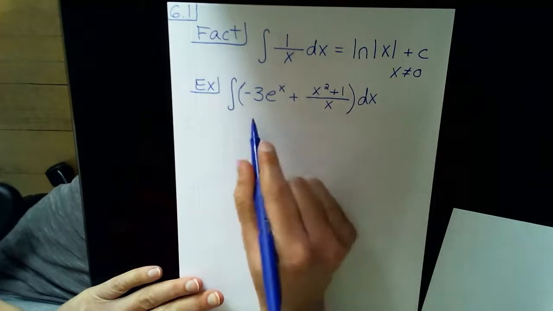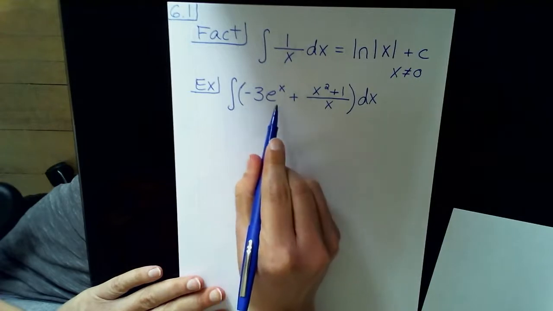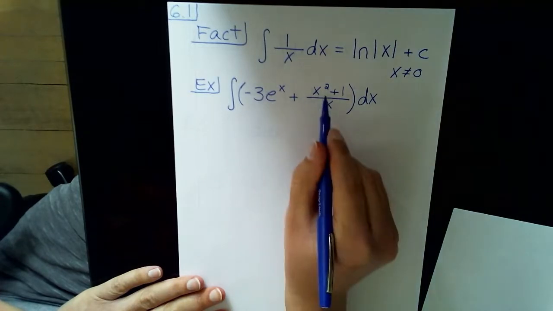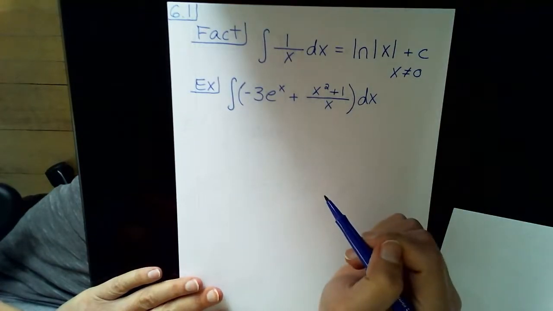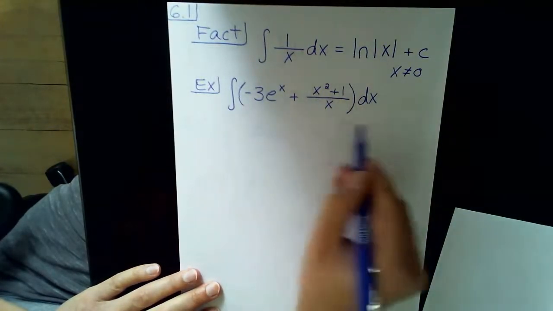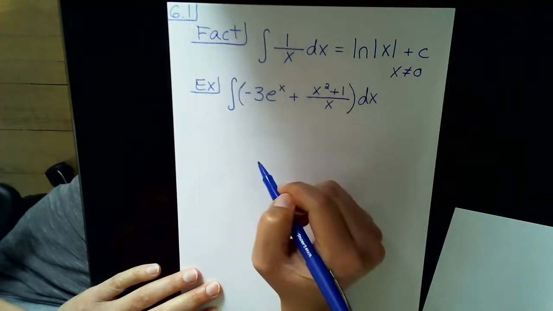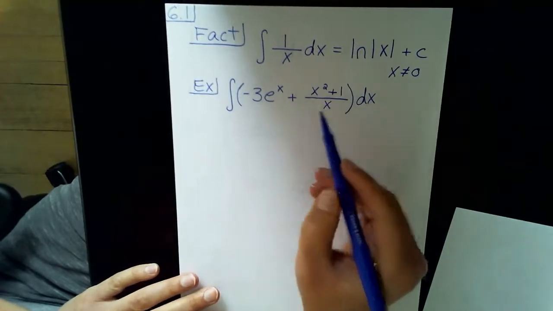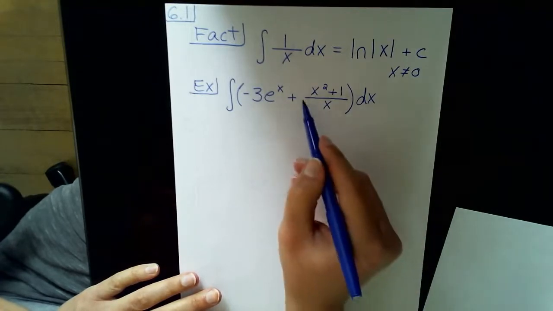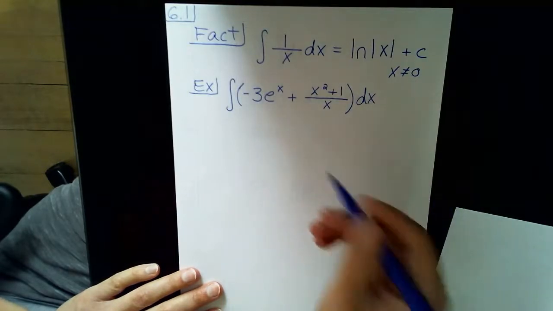So going through this in our next example, we're taking the antiderivative of negative 3 e to the x plus x squared plus 1 over x. So like I said, for this example, I am not going to break it up into multiple integrals that are being added or subtracted, showing how, just like you can leave multiplied constants inside of your integral when you take the antiderivative, you can do the same thing with addition and subtraction, and just take the antiderivative of each term separately.